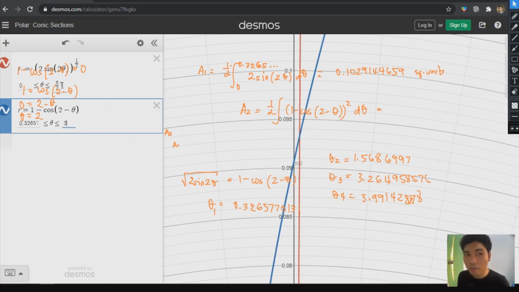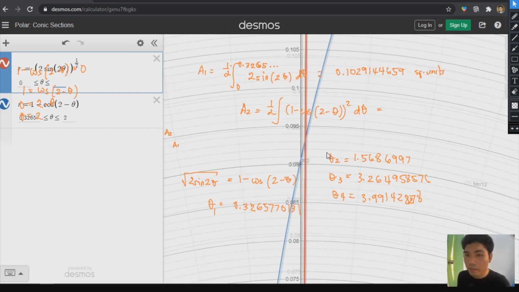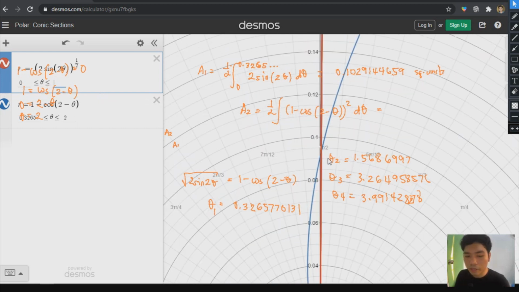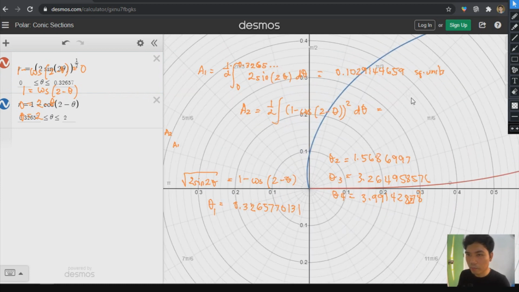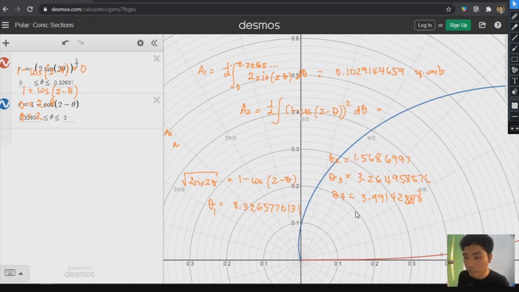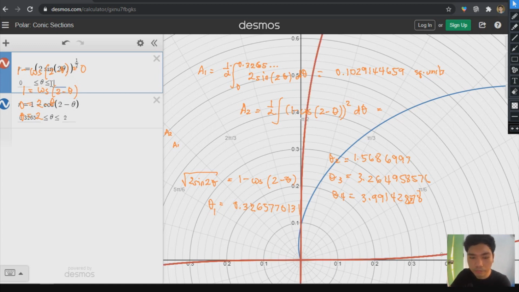Kasi kung halimbawa, wala to, let's say, hindi natin siya inilagay, diba? Wala yan. So, hanggang lang siya, 0.32657. So, halimbawa, hanggang dyan lang siya. Hindi natin siya makikita, and this blue function would have been a lot easier. But sabi ko nga, since kapag nilagay natin siya, kasi buo naman yung graph natin, we have pi over 2 here.